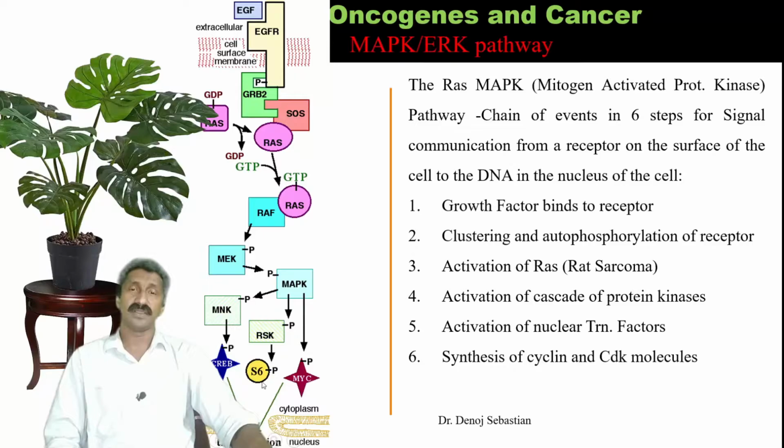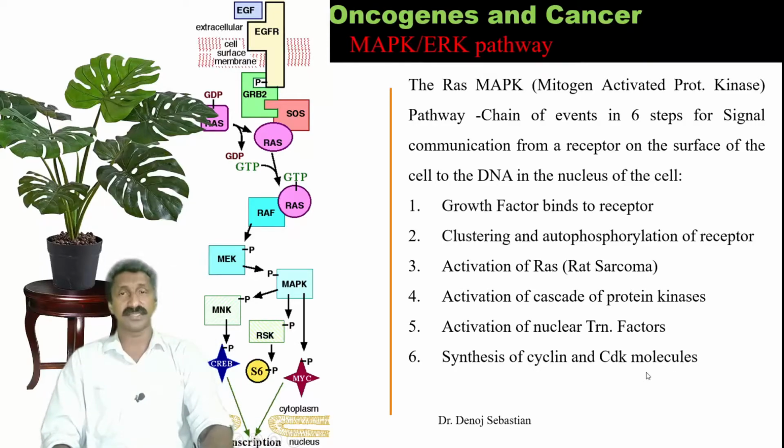So finally the different transcription factors will be activated, and they will be transported from the cytoplasm to the nucleus. Once the transcription factors are created and activated, they pass into the nucleus, where they interact with the DNA and regulate the transcription process. That includes the synthesis of cyclin and CDK molecules. All these things will interact with the DNA and regulate the transcription of the gene.